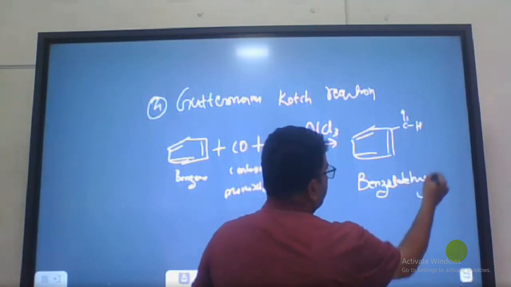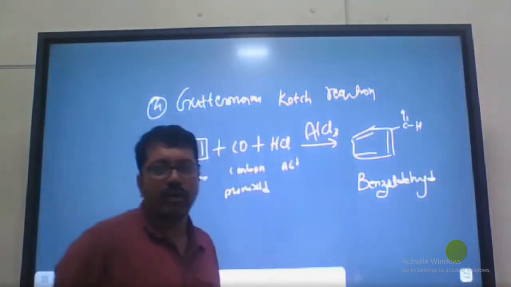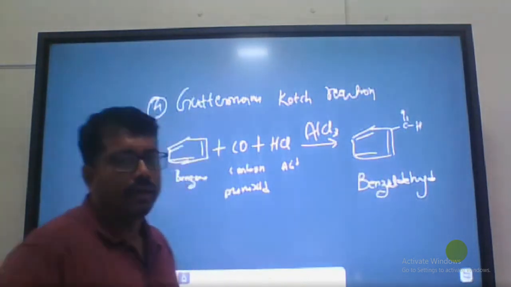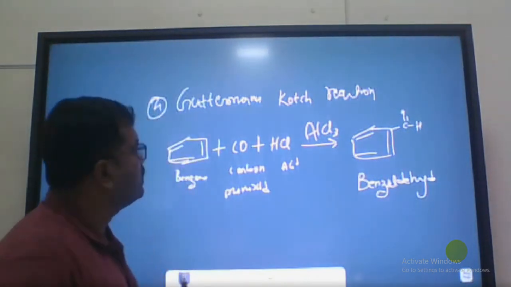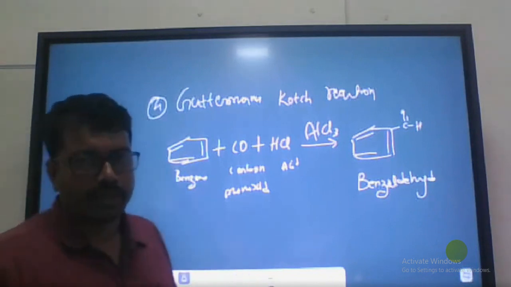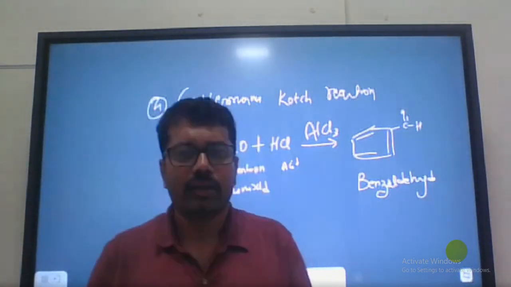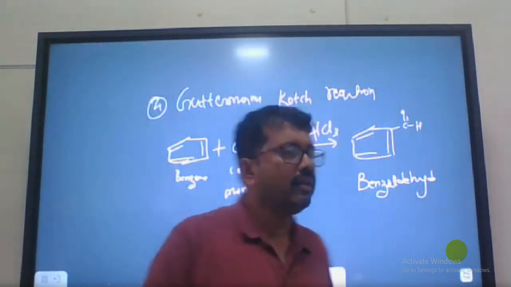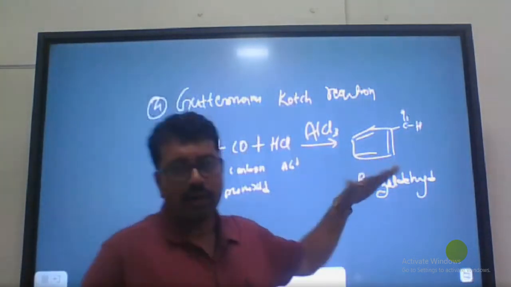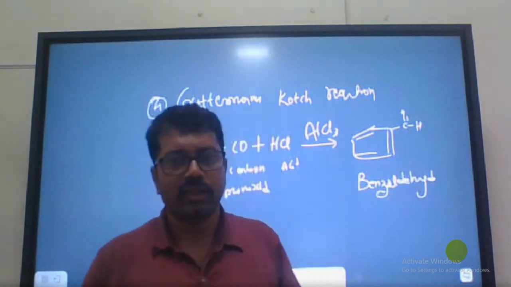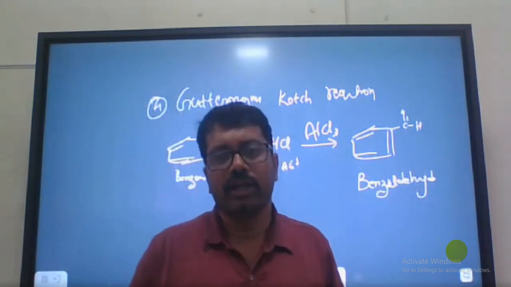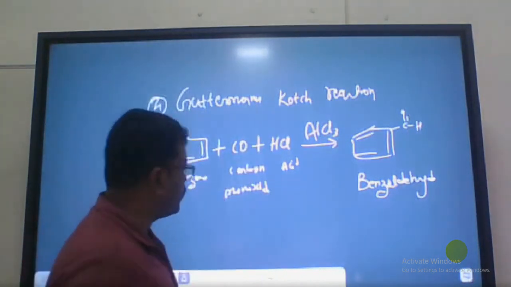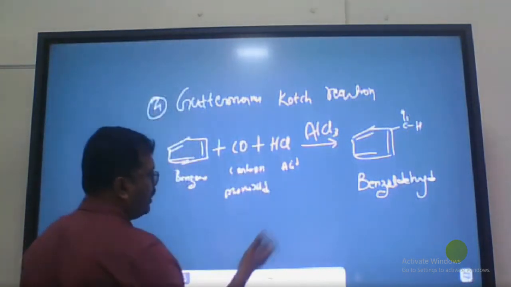Benzaldehyde. We saw benzaldehyde in one lecture also. So these are the four preparations: one is oxidation, another is reduction, next Friedel-Crafts acylation, and then the Gattermann-Koch reaction. In all these four types of reaction, we synthesize aldehyde and ketone. These are the preparations of carbonyl compounds, aldehyde and ketone.